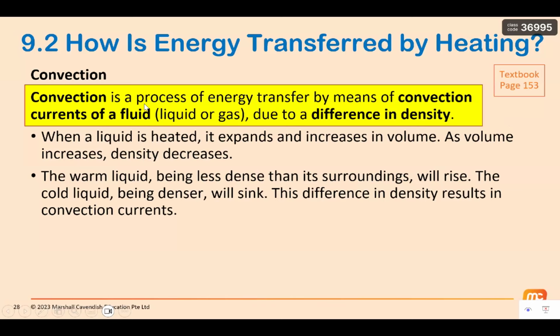So we finish about conduction and I will stop here for this part of the video.